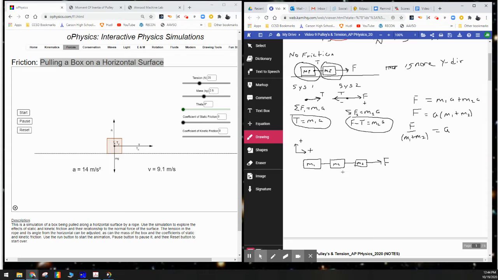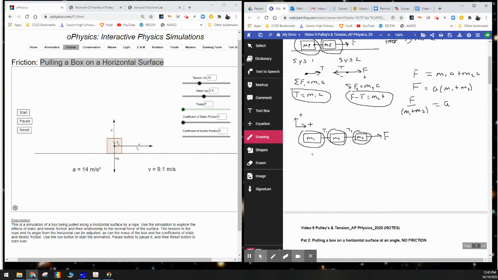All right. So now this time this is going to be T1. This is going to be T2 because they are different strings. Okay, so we're going to take a look at this system right here, we'll look at this system here, and we'll also look at this system here. So there are 3 systems we need to look at separately.